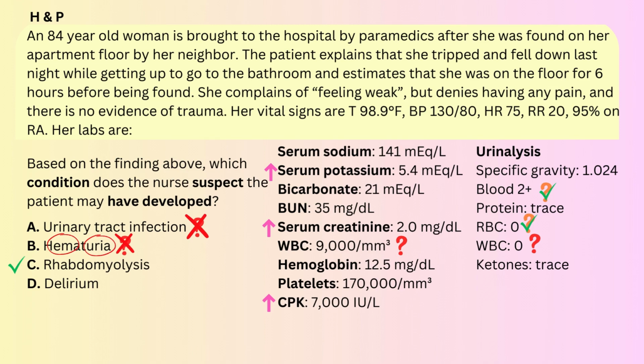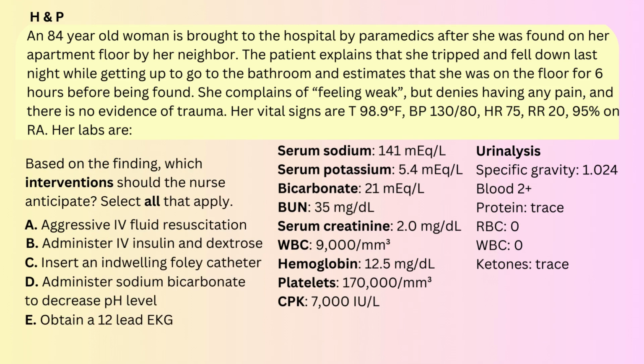Choice D says delirium, which is not consistent with presentation, as the client was able to recall and provide detailed information about the event. Okay, let's move on to question number 2. Now that we know the client has rhabdo, which interventions, as a nurse, would you implement? As mentioned earlier, acute kidney injury or AKI is the most common complication of rhabdo. How would you treat AKI?